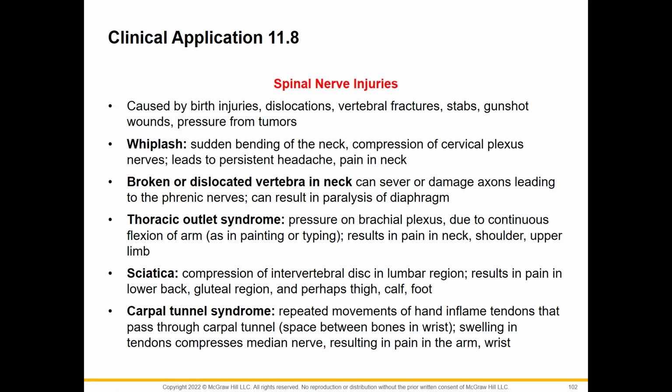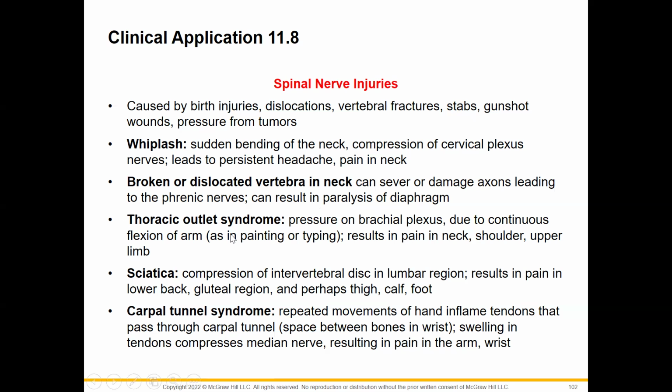Broken or dislocated vertebra in the neck. So anytime you have a broken vertebra or a dislocated vertebra, it can compress or cut the axons of a neuron, and that can result in paralysis of some area of the body, namely in this particular case, the diaphragm. So if the diaphragm becomes paralyzed, remember that the diaphragm is responsible for helping you breathe. So if your diaphragm becomes paralyzed, you can no longer breathe on your own. You will pass away if you don't have mechanical intervention or machine breathing for you.